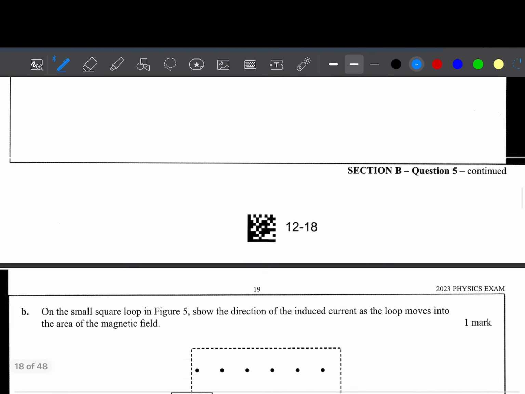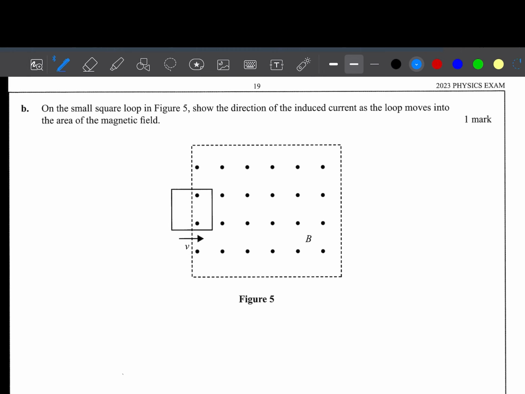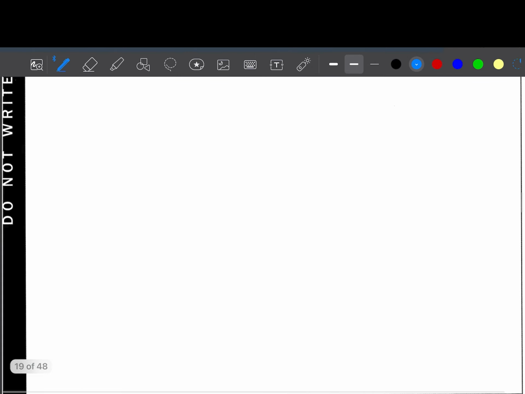Okay, moving on. On a small square loop in figure 5, show the direction of the induced current as the loop moves in the area of magnetic field. So it is going to be like that. Okay, moving on.